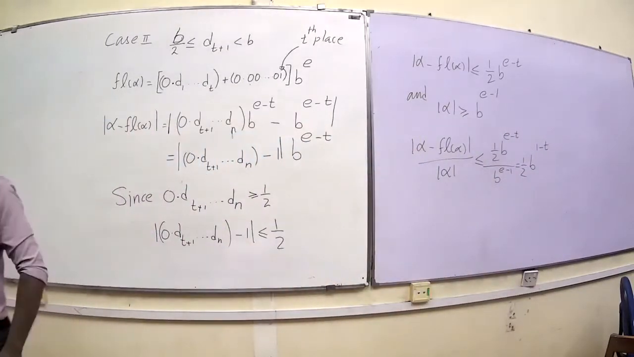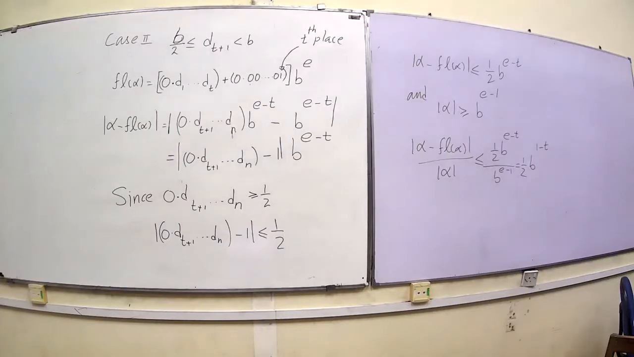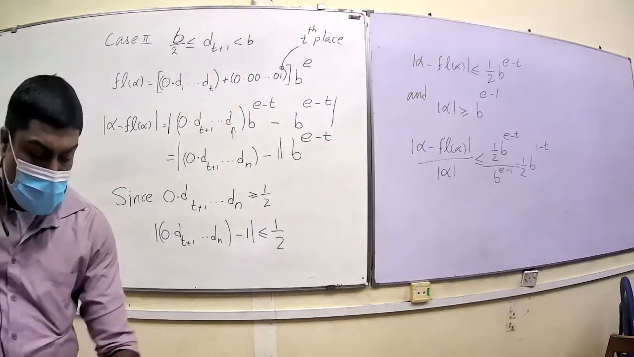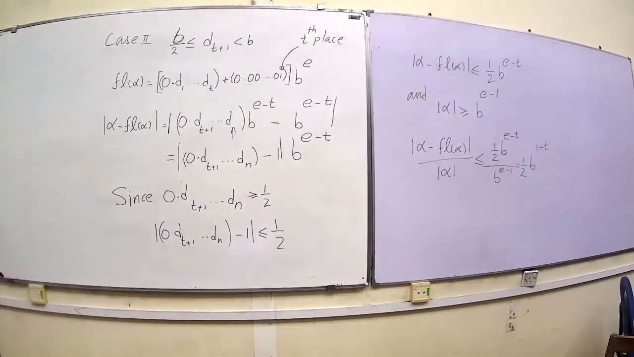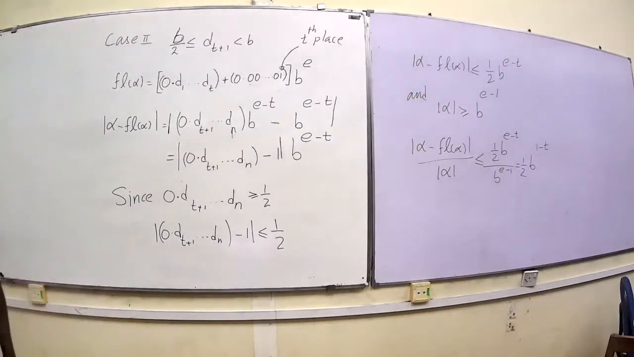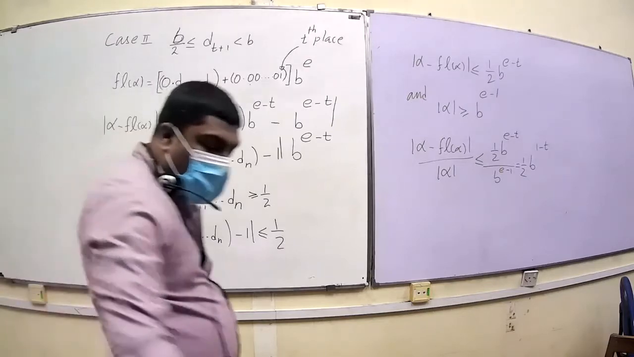Right, so in any case, you see that in both cases, the relative error is bounded above by half b to the power 1 minus t. So these terms are called error bound, right, so these terms are called error bound in computation. So now let us see an example of how to determine the errors and error bounds in the computation. Right, so in a floating point system.